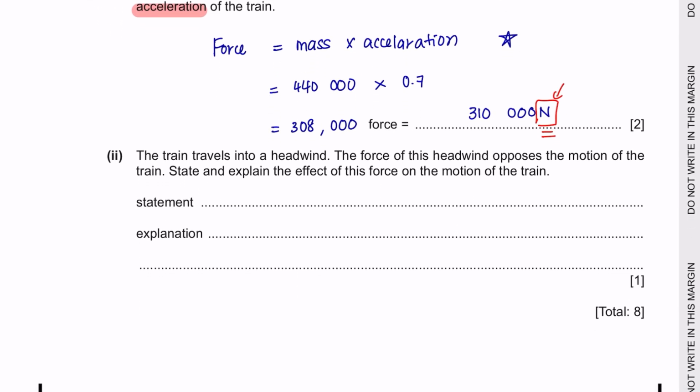Next, part 3. The train travels into a headwind. Headwind means that there is wind in the opposing direction. The force of this headwind opposes the motion of the train. State and explain the effect of this force on the motion of the train.